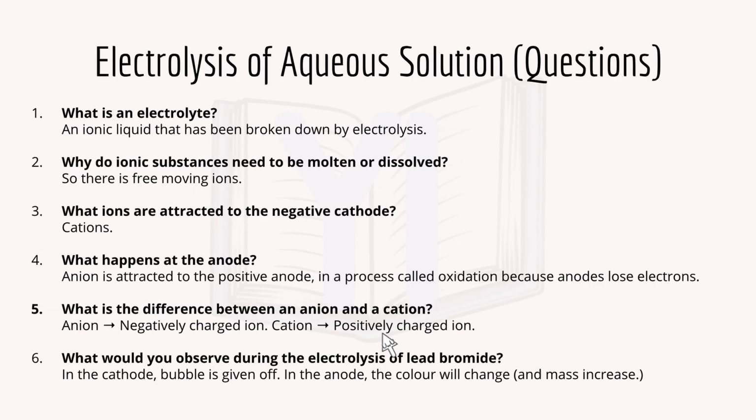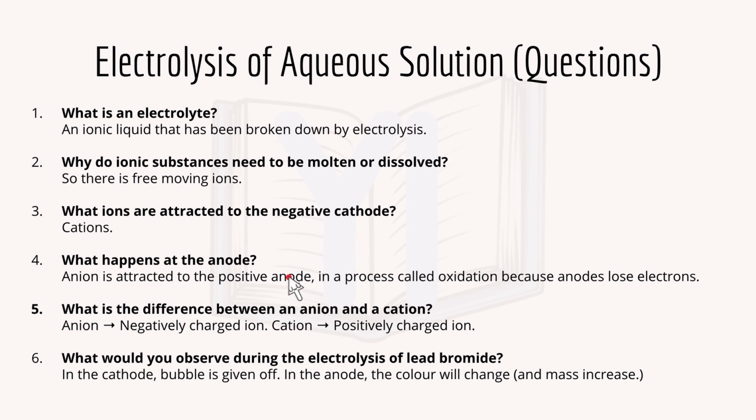Then we'll move on now to electrolysis of aqueous solution. What is an electrolyte? It's an ionic liquid that has been broken down by electrolysis. And why do ionic substances need to be molten or dissolved? The answer is so that there are free moving ions. And what ions are attracted to the negative cathode? It's cations, the same name. What happens at the anode? An anion is attracted to the positive anode, in the process called oxidation, because anodes lose electrons.